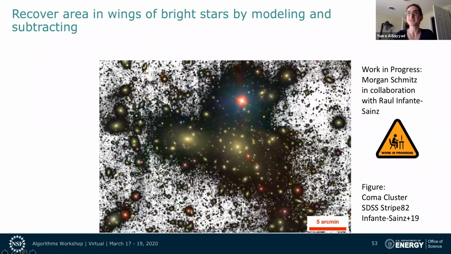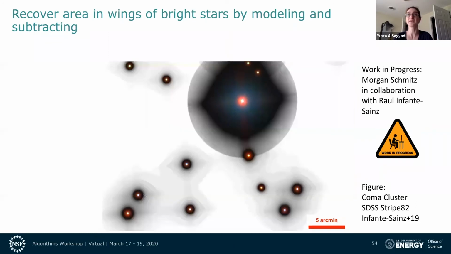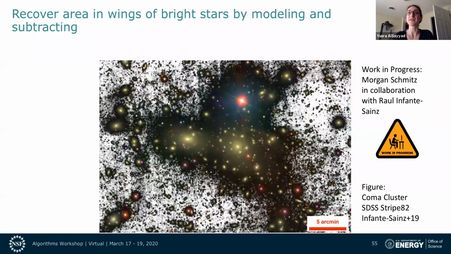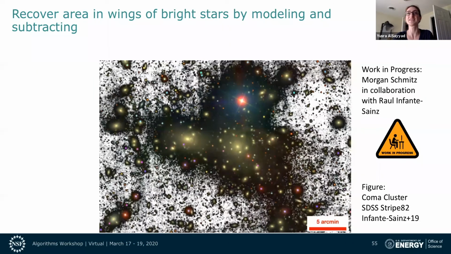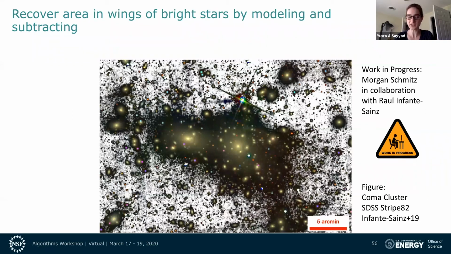To mitigate this, in collaboration with Raoul Infante-Sainz, we are working to model the wings of bright stars and then subtract them off in order to recover the objects that are behind them. So this is a schematic of Raoul's work with SDSS Stripe 82 data. He coadds all the bright stars at a variety of magnitudes to probe different parts of the star's profile, and then normalizes this to each of the observed stars, and then you can see that they subtract off quite nicely. So this procedure is becoming more and more ubiquitous in the low surface brightness community.